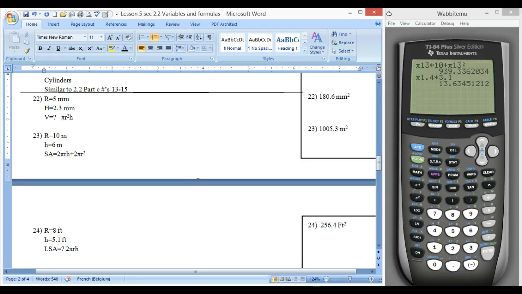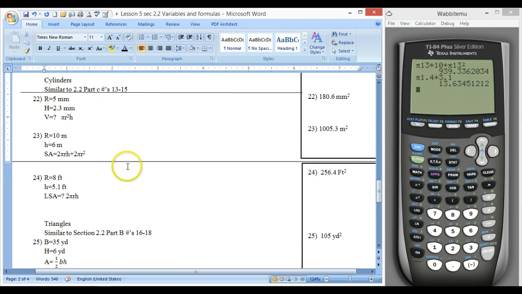Okay, cylinders. This is very similar to the cones. This is similar to 2.2, Part C, numbers 13 through 15. Okay, so I've already gotten our formulas from our formula sheet that we talked about earlier. Pi r squared h.